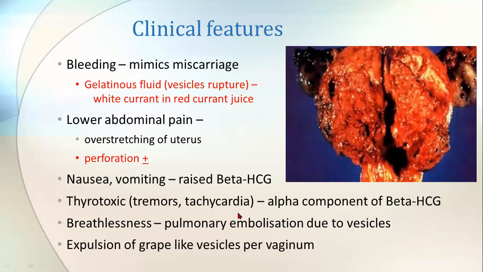Okay, now the beta HCG is high. What happens is it results in excessive nausea and vomiting. The HCG has two components, the alpha component and the beta component. This alpha component is similar to FSH, that is follicle stimulating hormone, luteinizing hormone and thyroid stimulating hormone. So because of the raised chorionic thyroid level, it results in features like thyrotoxic features, tremors and tachycardia.